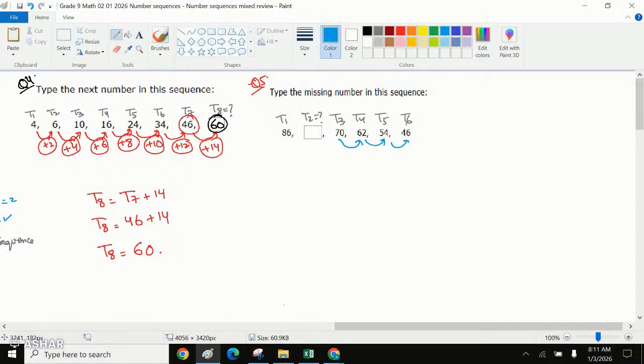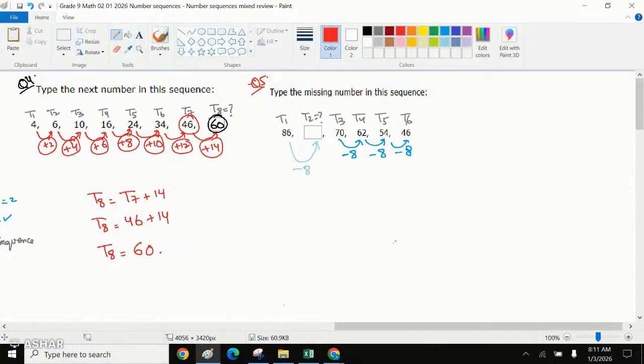70 minus 60. What's the difference between? We do a subtraction of 8, right? 62 to 54. How much do we subtract? We still do a subtraction of 8. 54 to 46, we do a subtraction of 8, right? Minus 8. That means if we go from this point to this point, we do a minus 8.